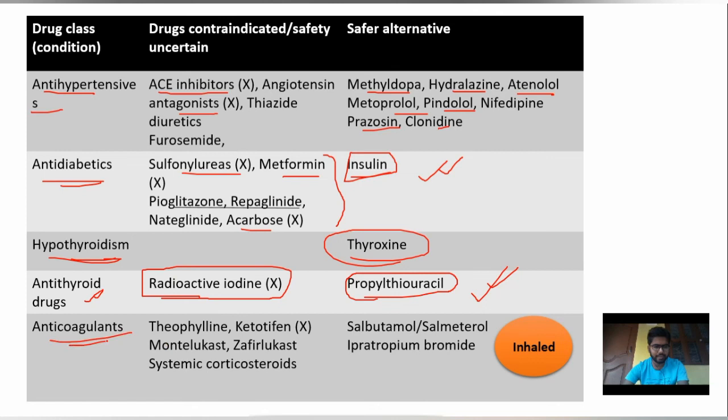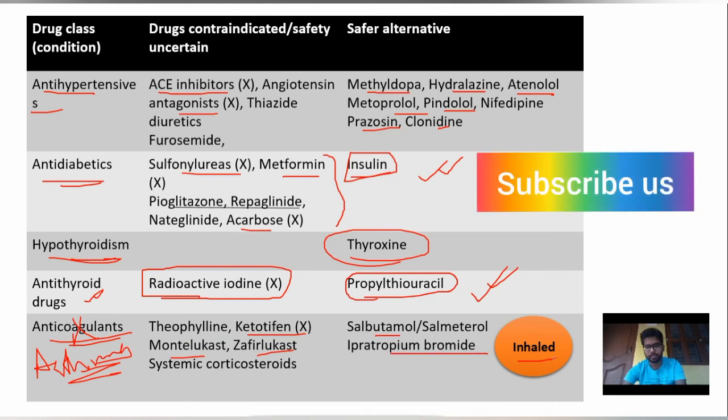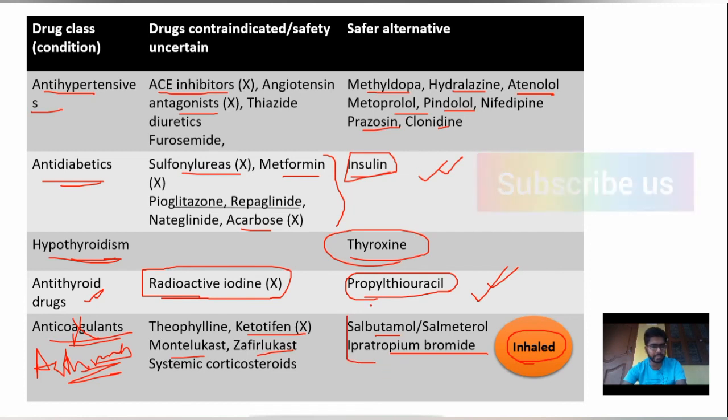I have miswritten this, it should be asthma. In case of asthma, ketotifen, montelukast, zafirlukast, all these drugs should be avoided, and salbutamol and ipratropium bromide by the inhaled route are your safer alternatives.